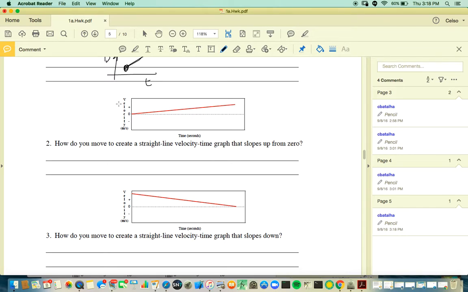Now in this graphic, you have velocity versus time, and you have a positive slope. The positive slope of a velocity versus time graphic is an acceleration. So in this case, you are speeding up. You start with zero speed and the speed keeps growing. So you are speeding up. You have a constant acceleration. How do you move to create this type of graphic? Well, just start moving and speed up basically.